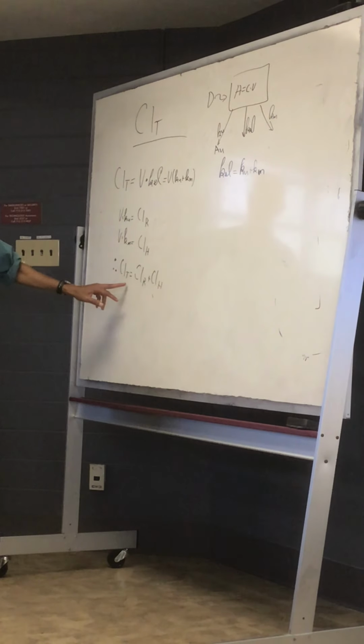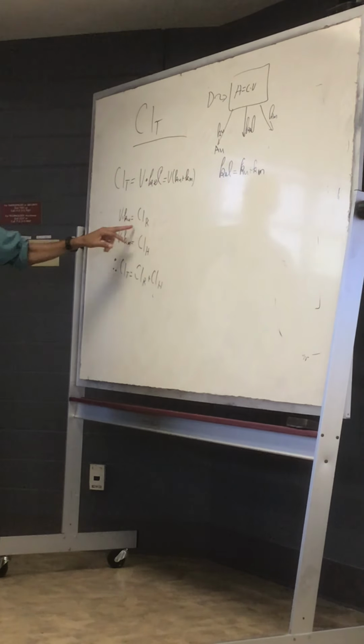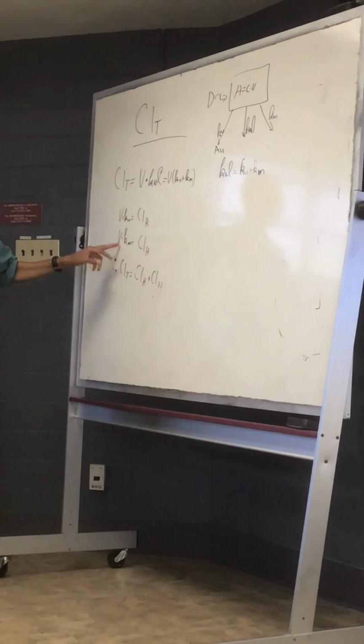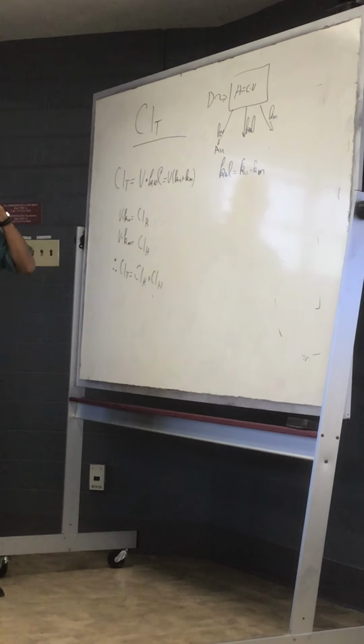So total clearance in this model is also equal to renal clearance plus hepatic clearance. I didn't mention that the other day, where renal clearance is V times KU. There are some other ways to calculate renal clearance too, but I'm just going to leave it at that. Hepatic clearance is V times KM. So that's one thing I wanted to tidy up a little bit.